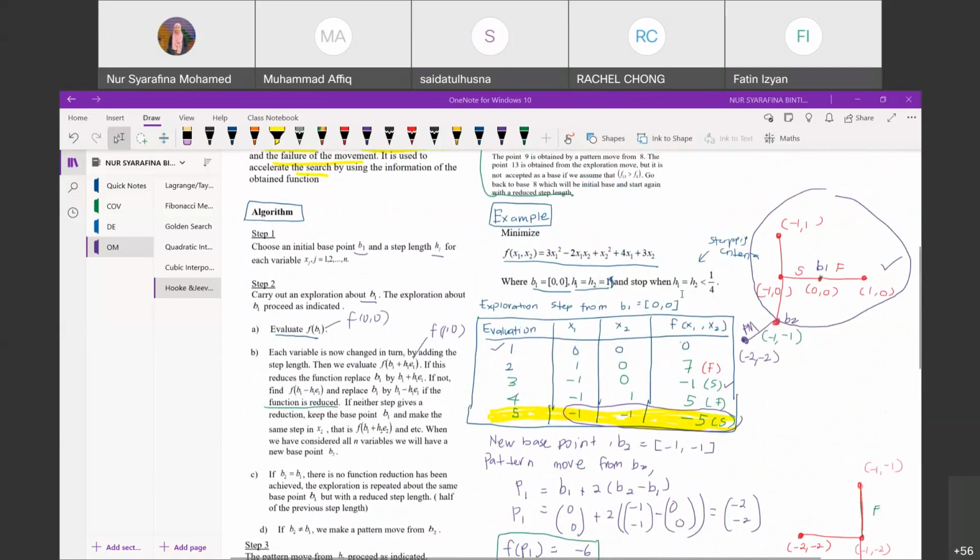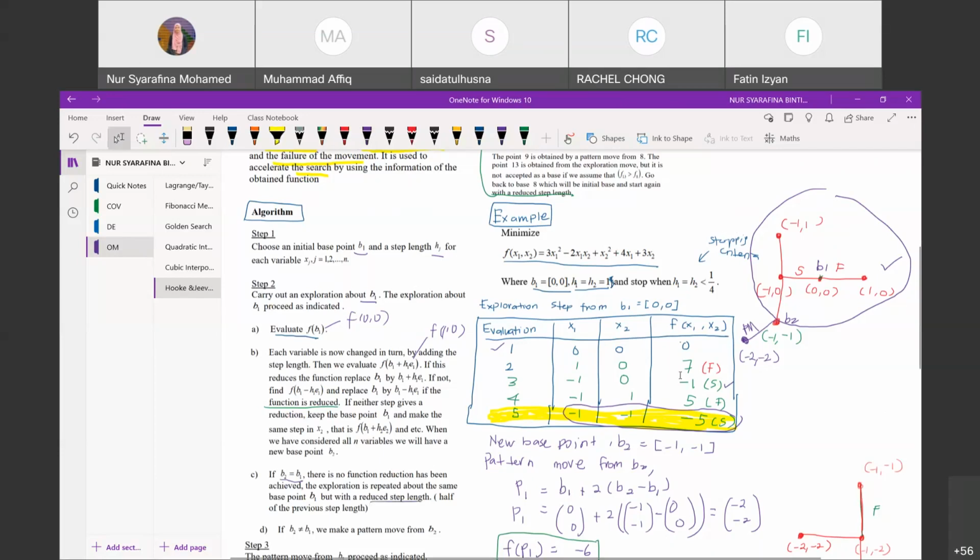How can this H1, H2 be reduced? When B2 equals to B1. When we obtain the same value of the previous base point and the new base point. Because when we obtain B2 equals to B1 or B3 equals to B2 or B4 equals to B3, it means that there is no function reduction. Then the exploration is repeated about the same point with a reduced step length. So we have to check.